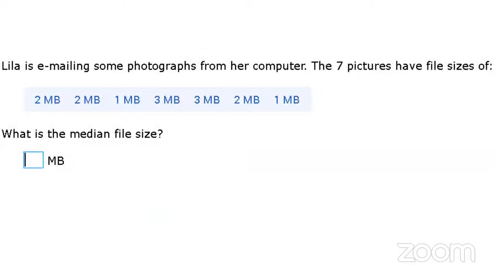It says Lila is emailing some photographs from her computer. 7 pictures have file sizes of 2 megabytes, 2 megabytes, 1 megabyte, 3 megabytes, 3 megabytes, 2 megabytes, and 1 megabyte. And what is the median file size? Now, since this is pretty easy for us, I want to see your answer and a sentence telling me how you got your answer.